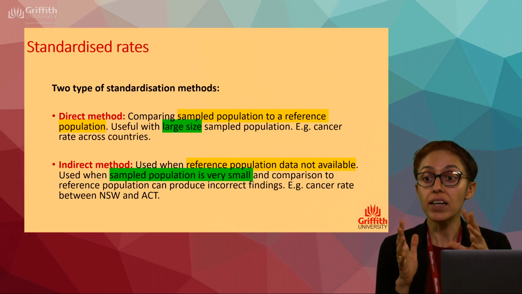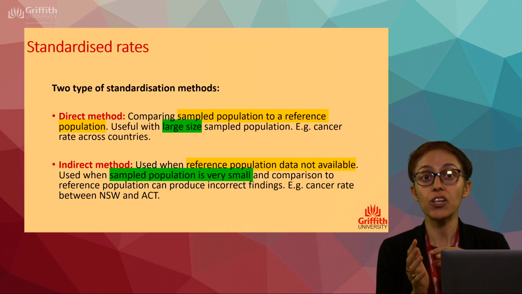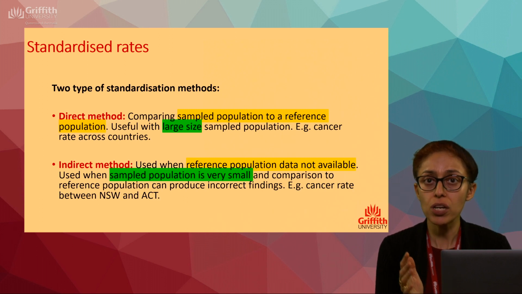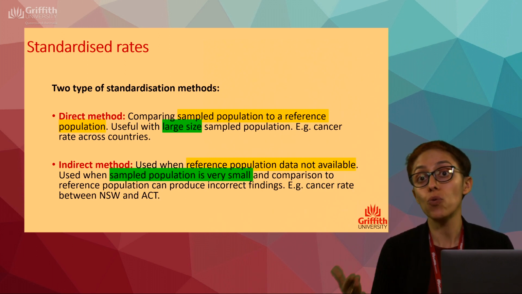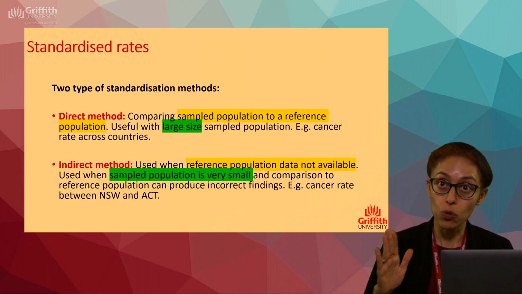And when you have a smaller sample size and you are comparing it to a reference population, this can increase your type 2 error. And that is why you do not want to do that.